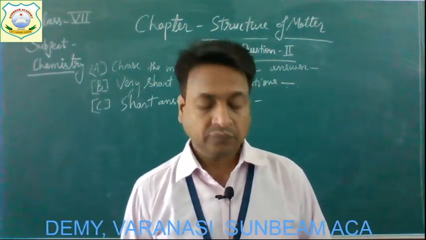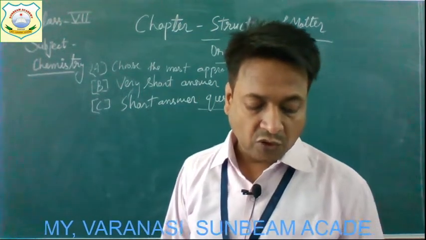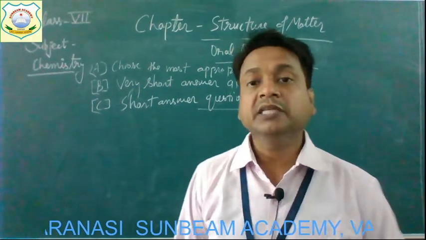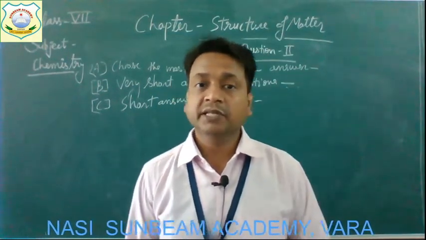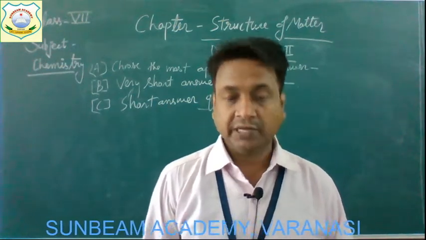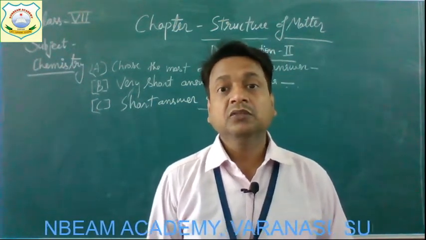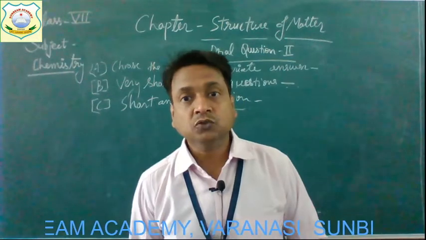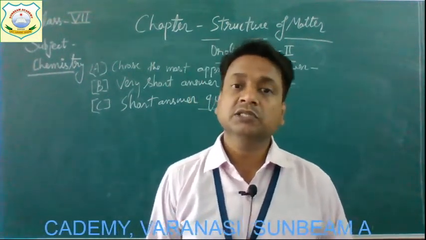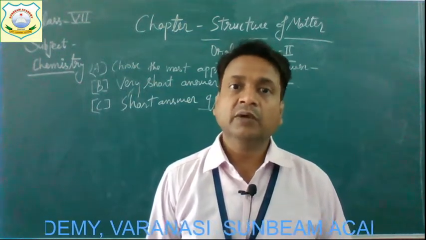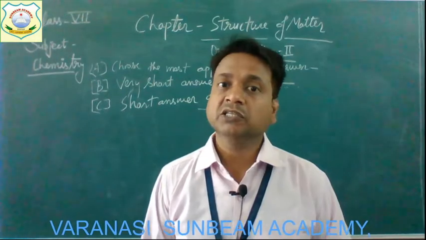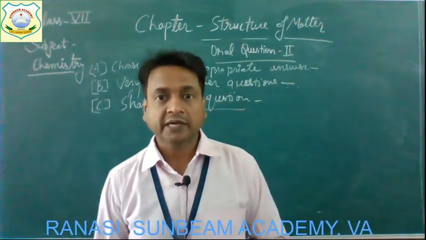Okay. Now, question number 3: why are most elements not found in the free state in nature? As we have already discussed in the chapter, some elements are not found in the free state because they have the capacity to bind or join with others. They do not have the capacity to exist independently. That is why they are not found independently. They are not existing in the free state; they are existing in the combined state.